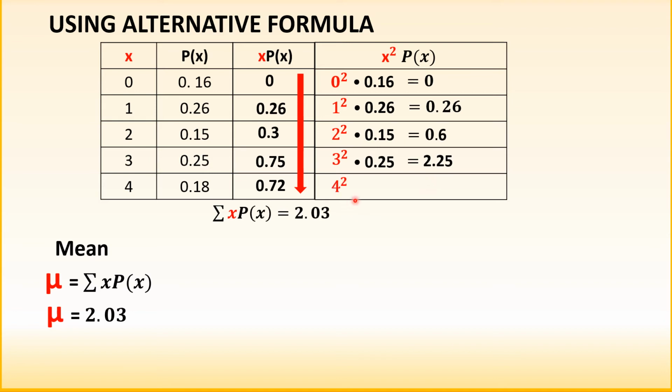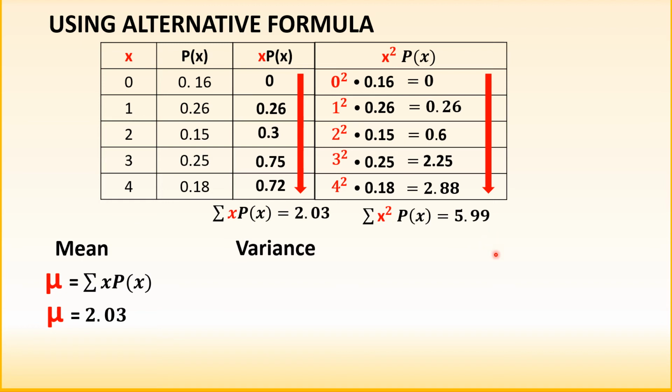4 squared is 4 times 4 equals 16. Multiply to 0.18 and that is equal to 2.88. Then after that, we're going to get the sum of this, para sa ating summation. So we will have now 5.99.